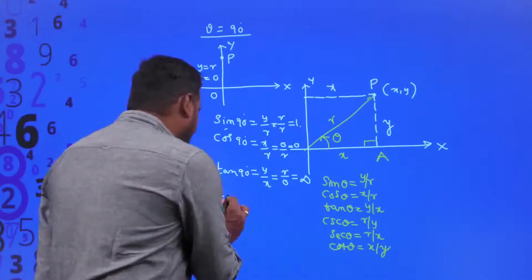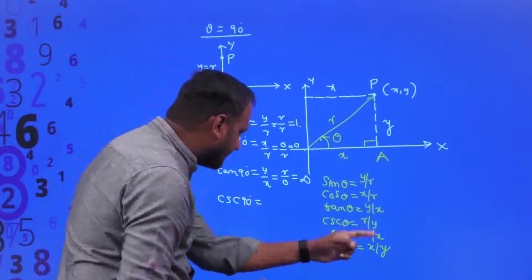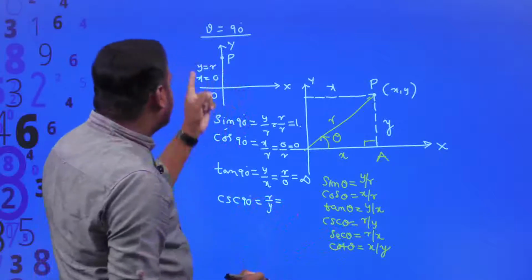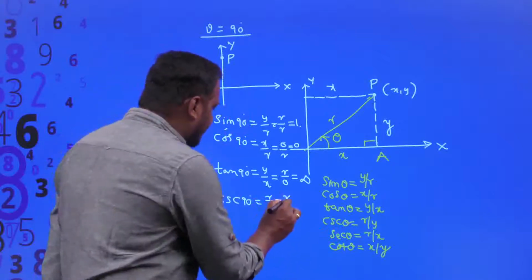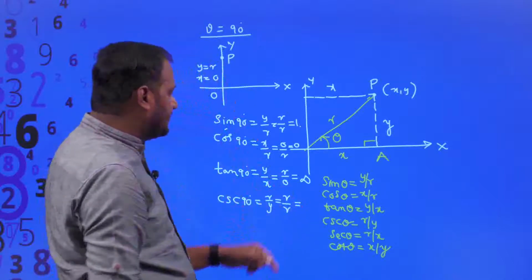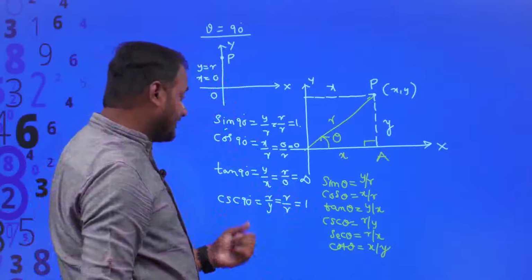And coming to cosecant, so cosecant 90 degrees is equal to r divided by y, which is r by y, is equal to, the value of r is r and the value of y is also equal to r. So therefore the value of r by r is going to be 1. So that is cosecant 90 degrees.